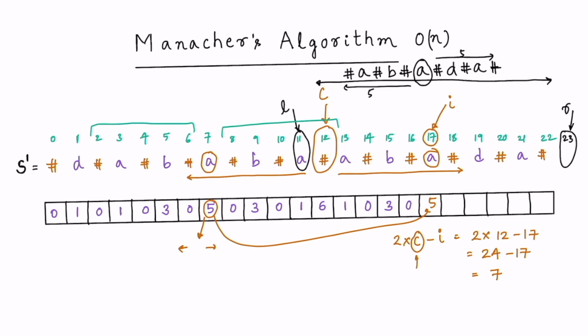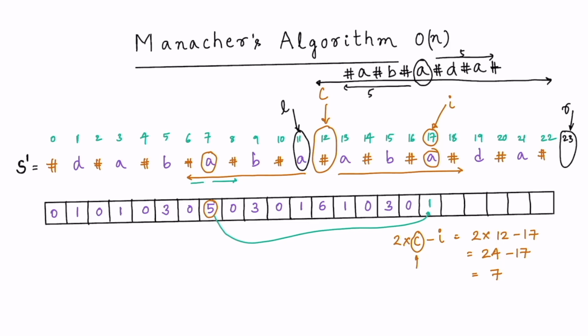So this palindrome is not completely within the original palindrome we started with. So the only palindrome of mirror A that is part of the original palindrome we started with is this. This is completely within the original palindrome we started with. So instead of copying 5 from here, we should have just copied 1, which represents 1 character to the right and 1 character to the left, and this palindrome.